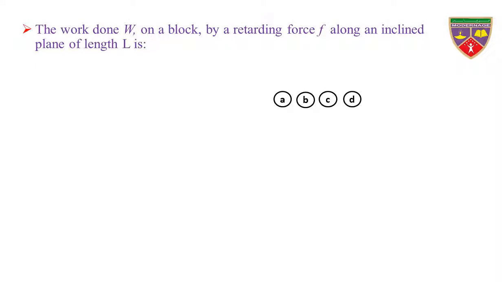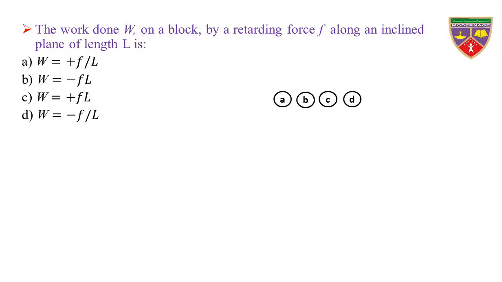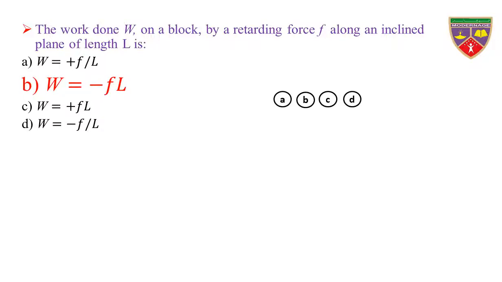The work done W on a block by a retarding force f along an inclined plane of length L is: option A, W is equal to plus F divided by L; option B, W is equal to minus F into L; option C, W is equal to plus F into L; option D, W is equal to minus F divided by L. The key is minus F into L. Therefore, the correct option is B.